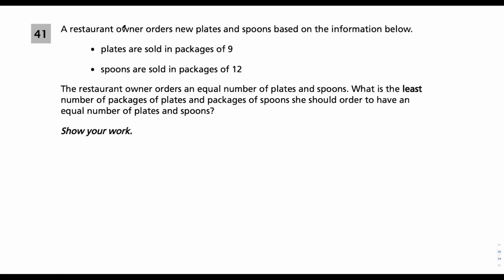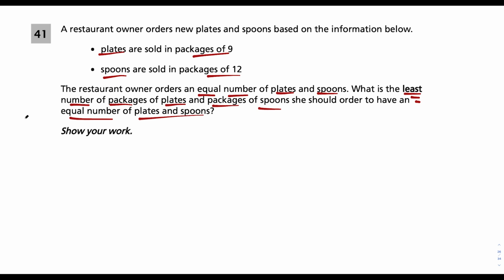Question 41, a restaurant owner orders new plates and spoons based on the information below. So we have plates are sold in packages of 9. So this is for plates, and spoons are sold in packages of 12. And the restaurant owner orders an equal number of plates and spoons. What is the least number of packages of plates and packages of spoons she should order to have an equal number of plates and spoons?